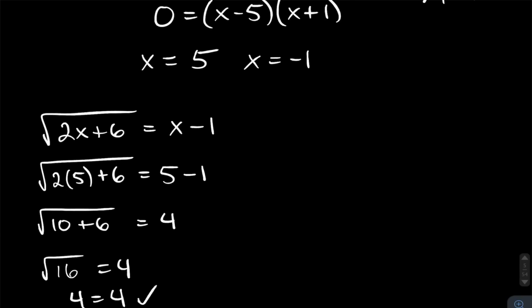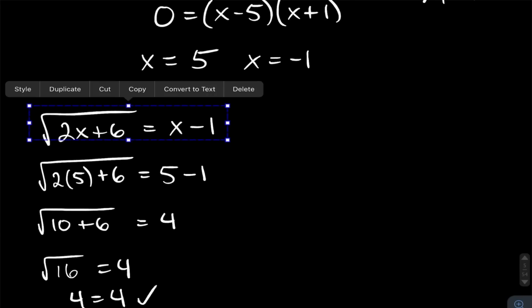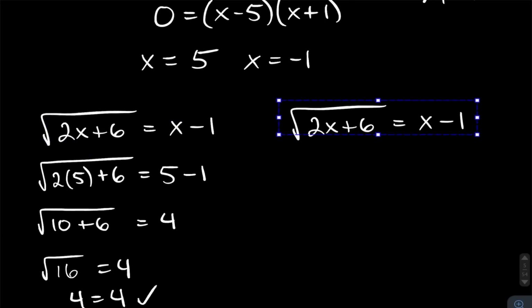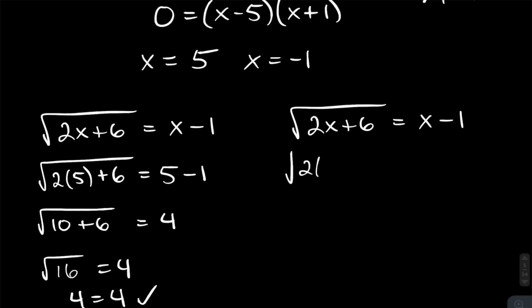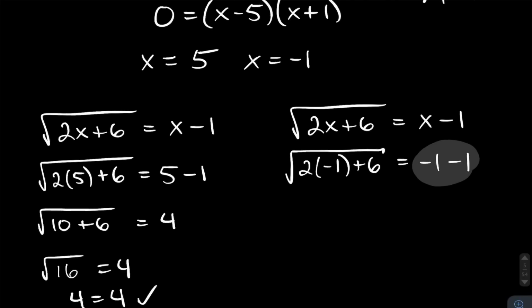But what about the other one? Well, let's try this again. Well, we plug in a -1. And look, you can already see it's not going to work. Look over here, you're going to have a -2. And you can't have what comes out of a square root be negative.